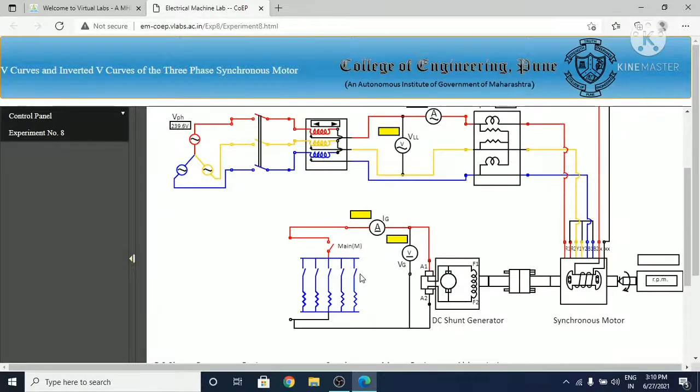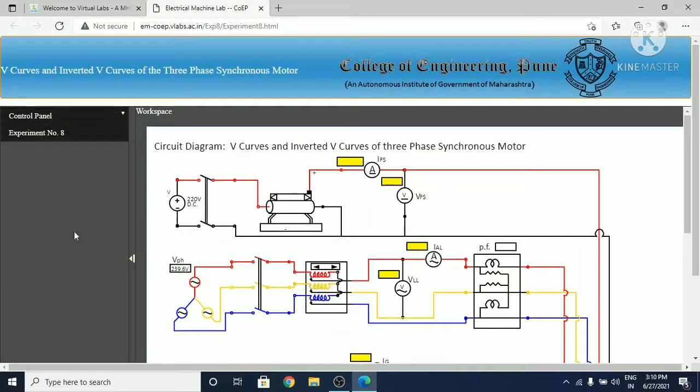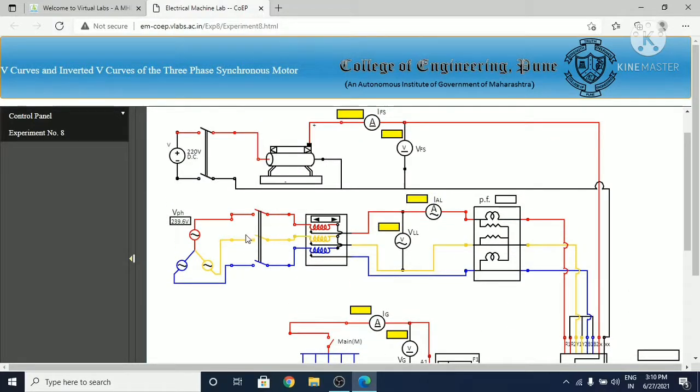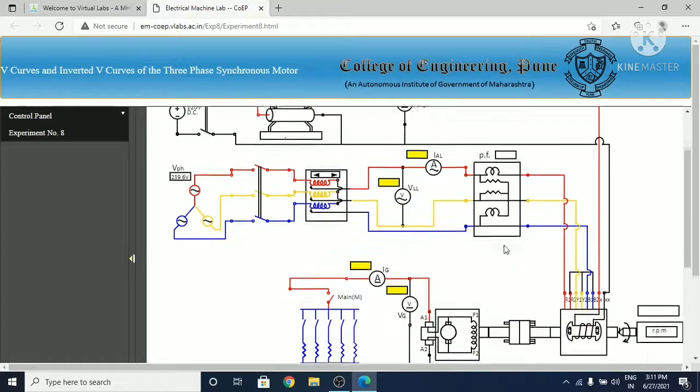The machine under consideration is a salient pole synchronous motor, and short circuited aluminum damper bars are put in the rotor side to make it self-starting. A three-phase supply is given to the stator of the synchronous motor with the help of this TPST, which is nothing but a triple pole single throw switch, and this is the auto transformer. The auto transformer is used to vary the three-phase voltage up to our desired voltage. And this is the power factor meter, which is used to measure the power factor of the synchronous motor.